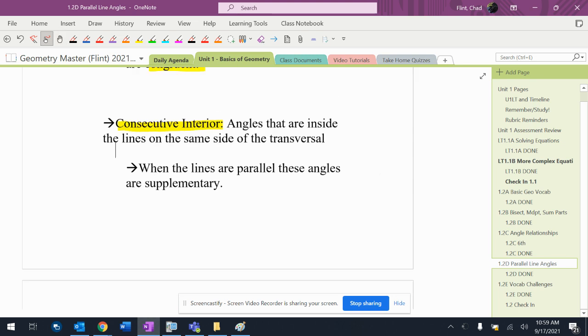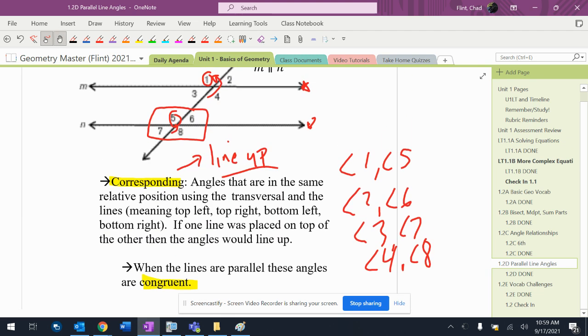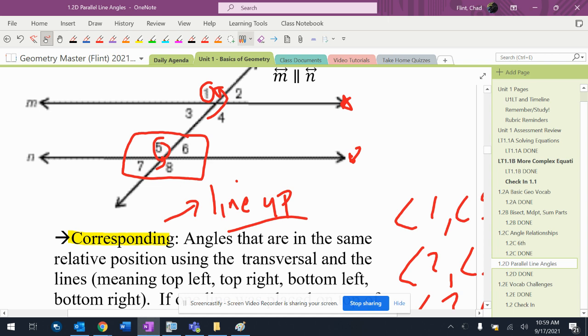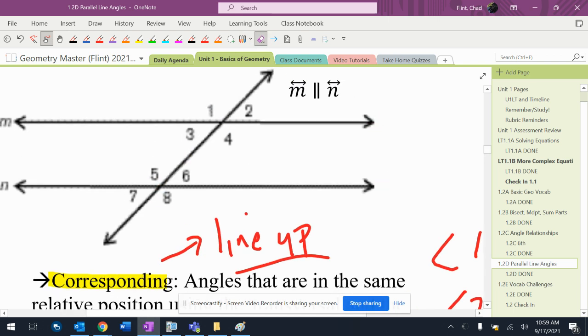So they sound a lot like alternate interior. So I'm going to go back into my picture here. I'm going to erase all the stuff that I have from the last one. All right, so they got to be on the inside of the lines. So they're going to live in here. And they're going to be on the same side of the transversal.